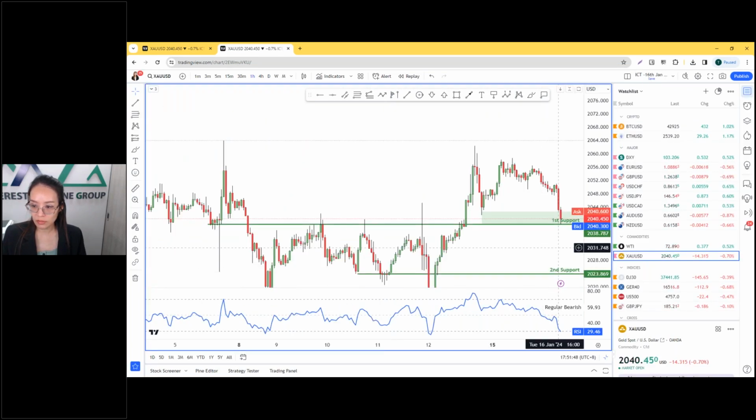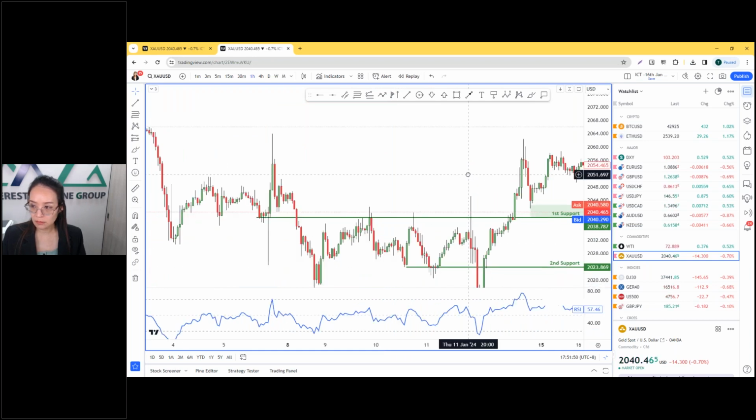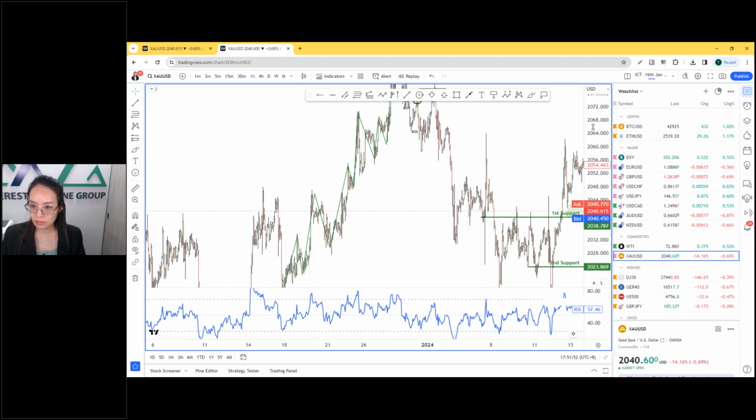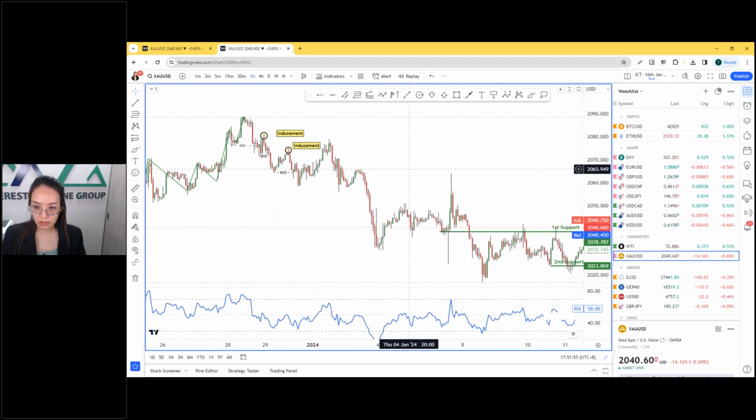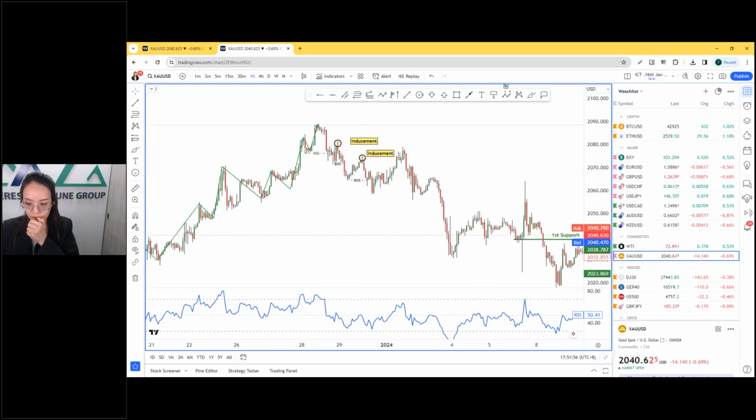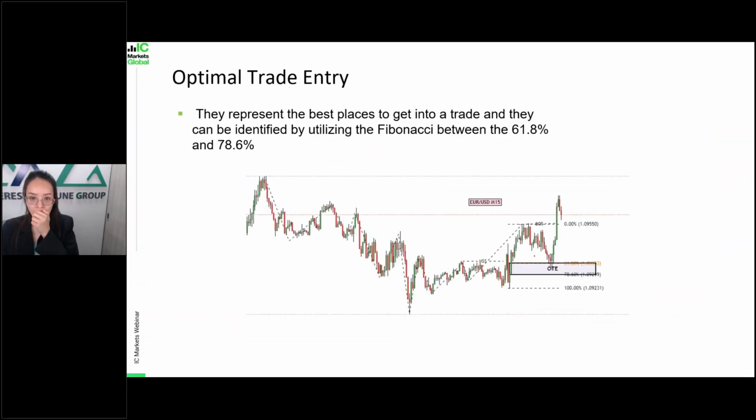Okay, now go to my support level. Just ignore that, because I want to show something here. So now we're going to get the optimal trade entry, which is called OTE. The short form is OTE.